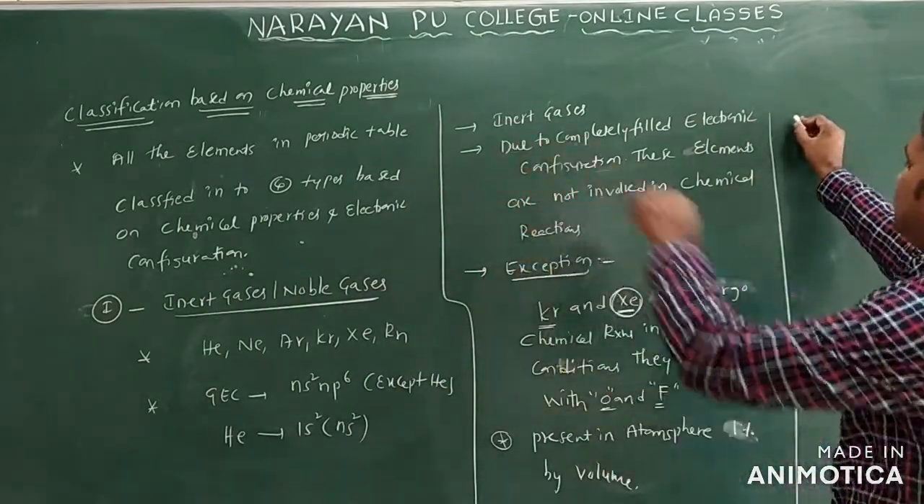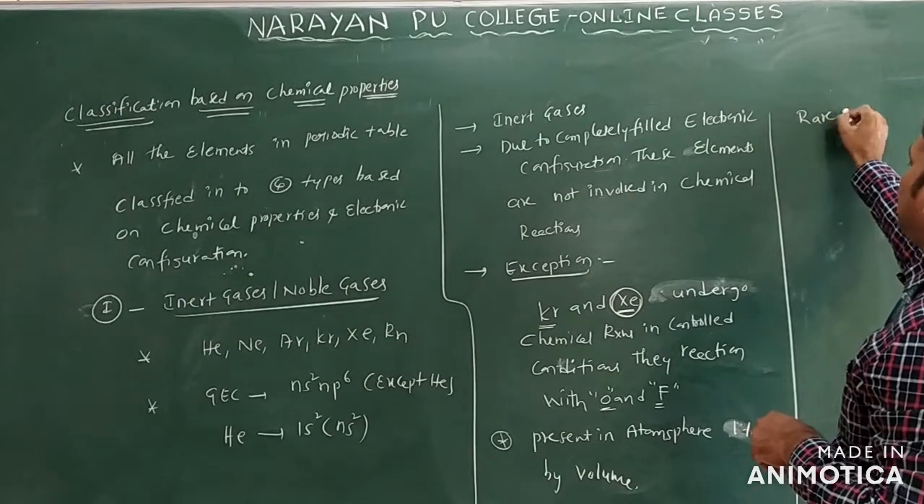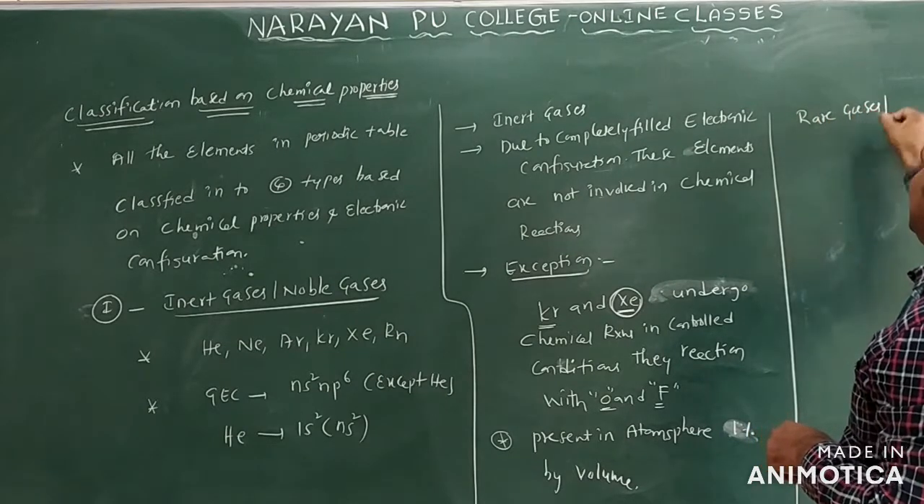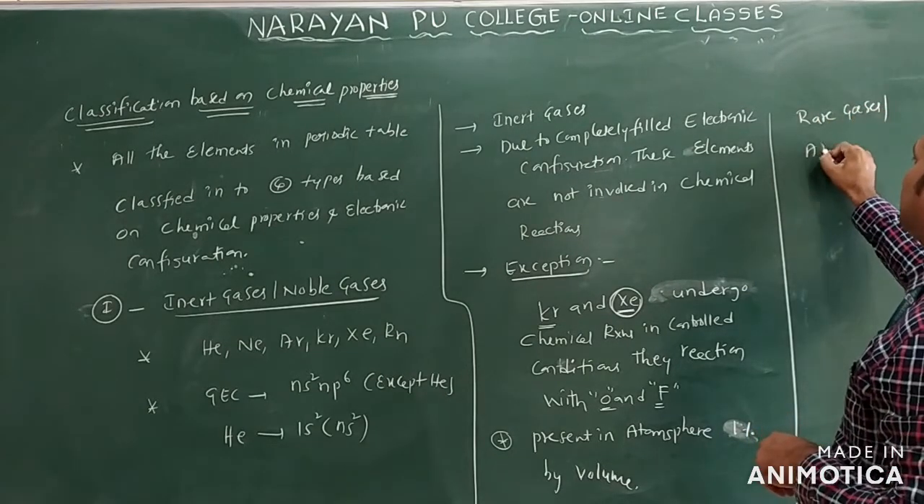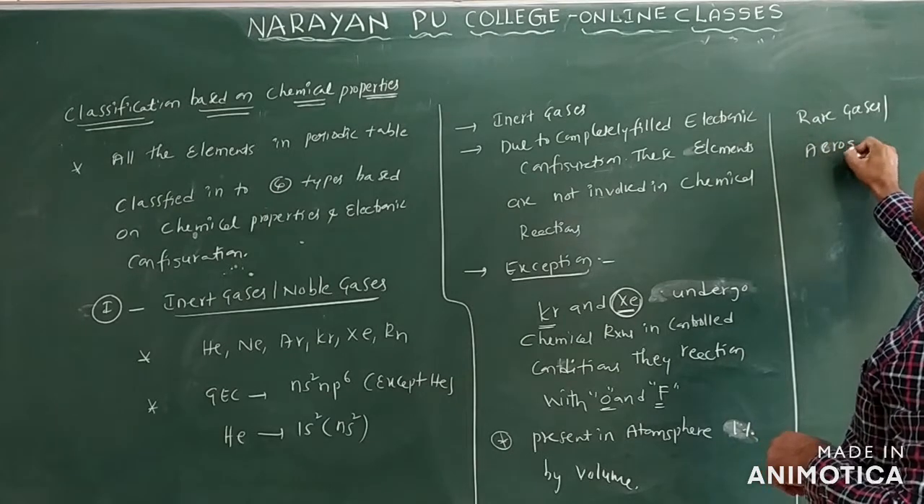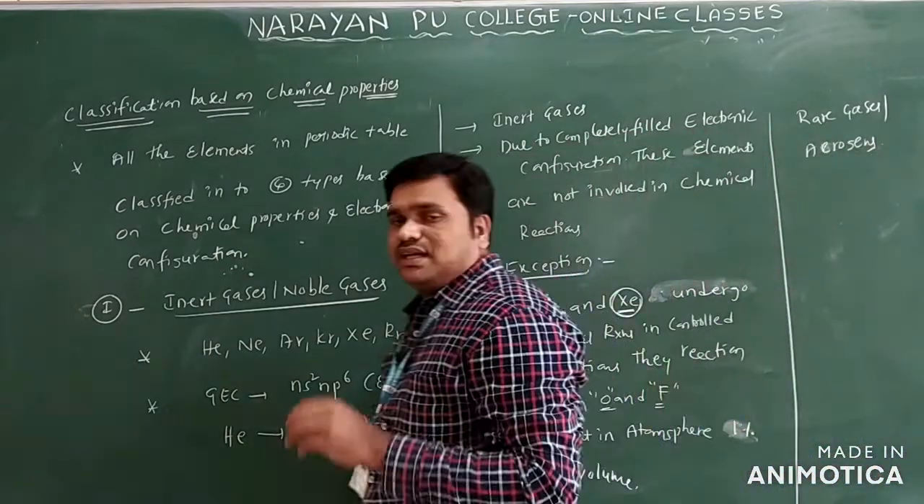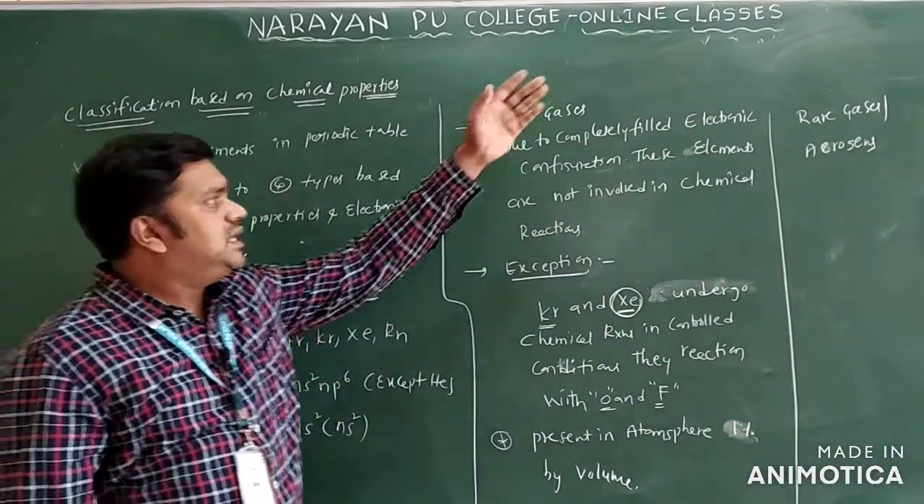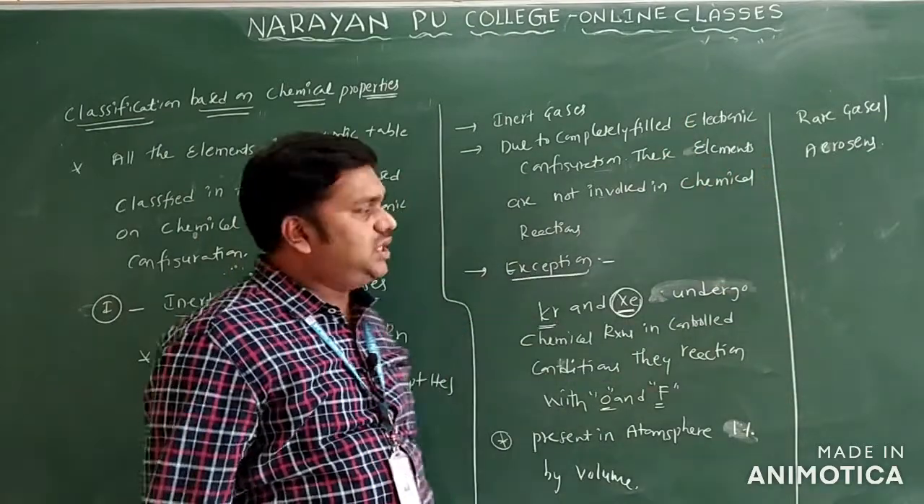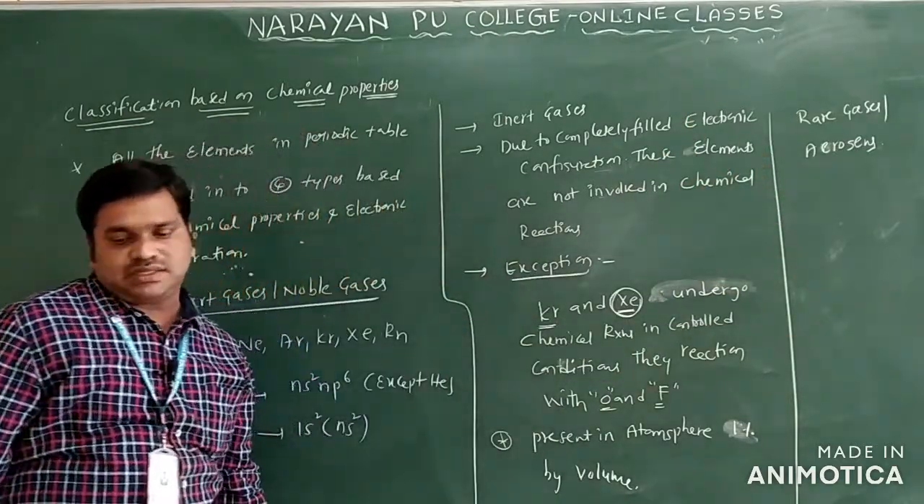This inert gas and noble gas, you are calling as what? You are calling them rare gases, or sometimes aerogens. So this is regarding the classification based on chemical property. What was the first one we discussed? Inert gases, noble gases, rare gases, aerogens only. This is regarding noble gases only.